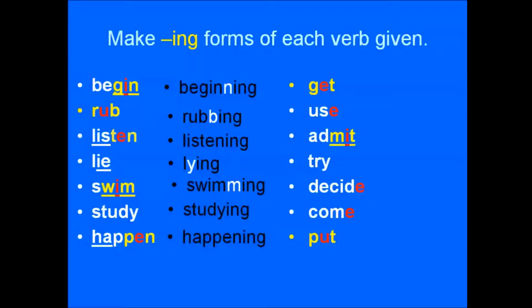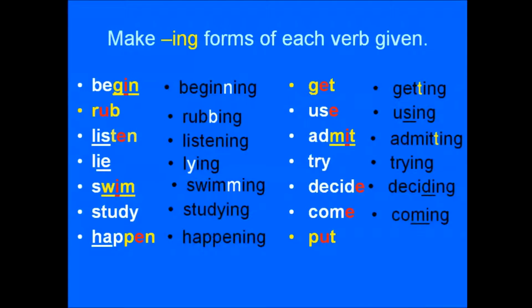Okay, now have a look at another exercise on the right. Get. And then double or no double? That's double. Use. The word use ends in E, so when you put ing, don't forget to omit E, as we have said. Using. How about omit? Stress is at the end now. Omitting. Tried. Trying. How about the word decide? Decide, deciding. Coming. Put. Putting.